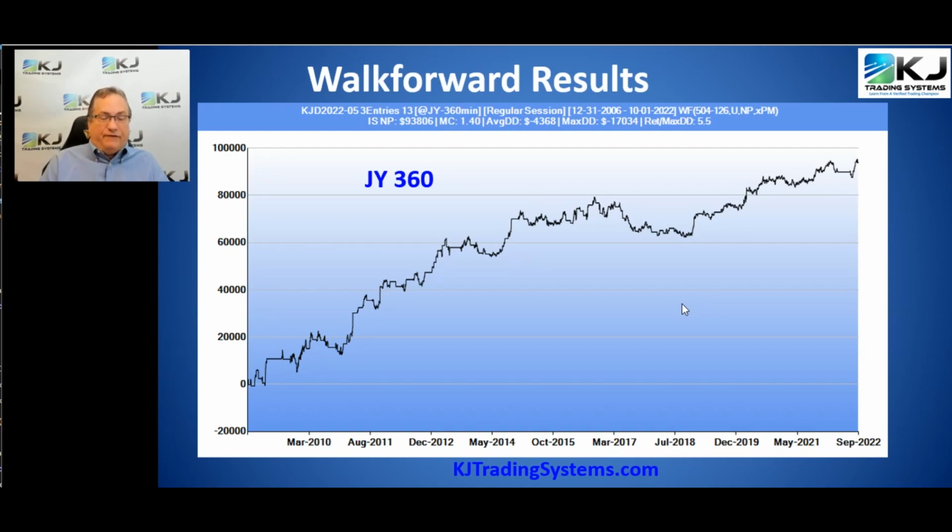I also, after I do the preliminary testing, I also run walk forward testing. Japanese yen, 360. Japanese yen isn't necessarily a really easy market to come up with systems for. This one looks pretty good. There's that kind of protracted drawdown, which, you know, you might not like, but it's not bad.